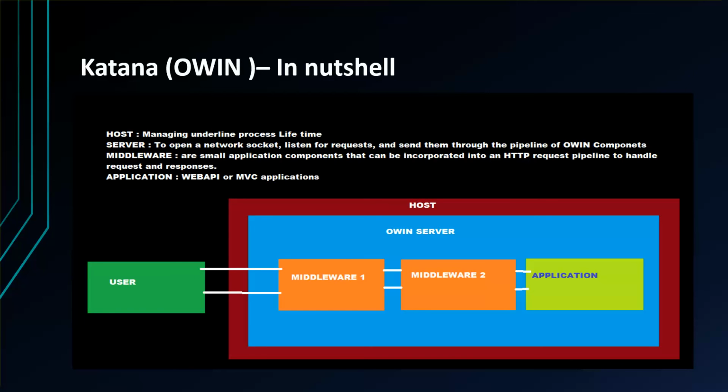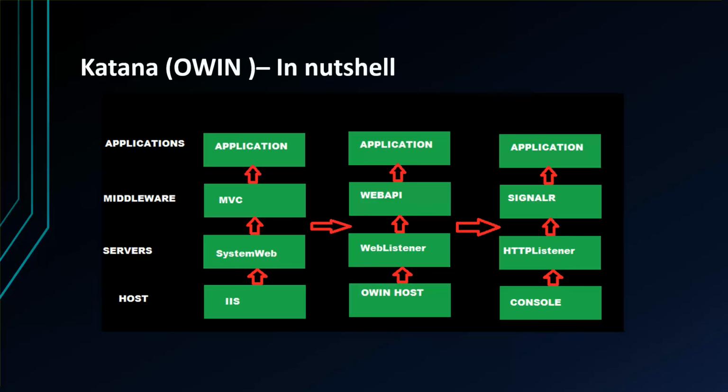So again, this is similar to what I just gave. Here you see the same thing I explained, shown diagrammatically. For the host, we can host on IIS, an OWIN host, or a console. Servers are System.Web, web listener or HTTP listener. Middleware is MVC, Web API or SignalR, and applications are like MVC applications, web pages and Web API applications.